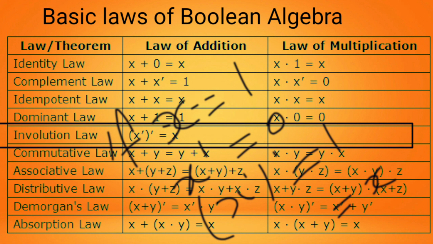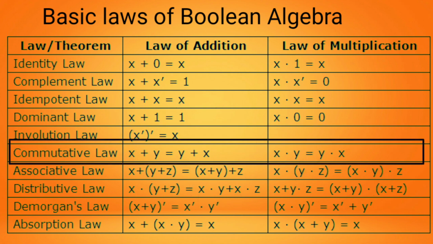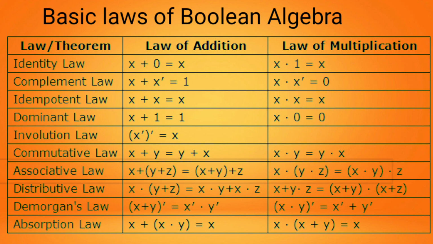Next is commutative law. Commutative law states that interchanging the order of operands in a Boolean equation does not change its result. For example, in law of addition, x or y equals y or x. Similarly, in law of multiplication, x and y equals y and x.